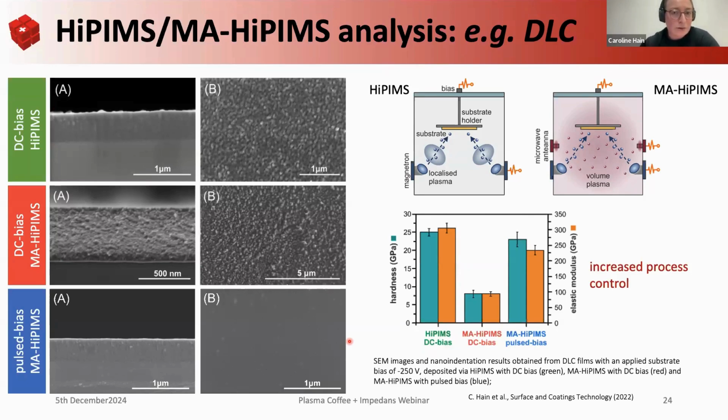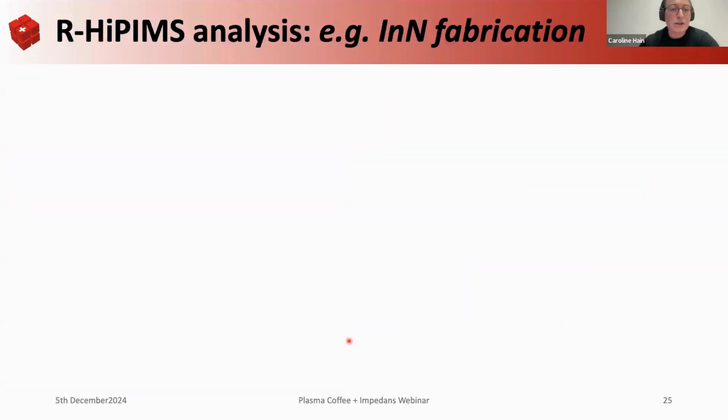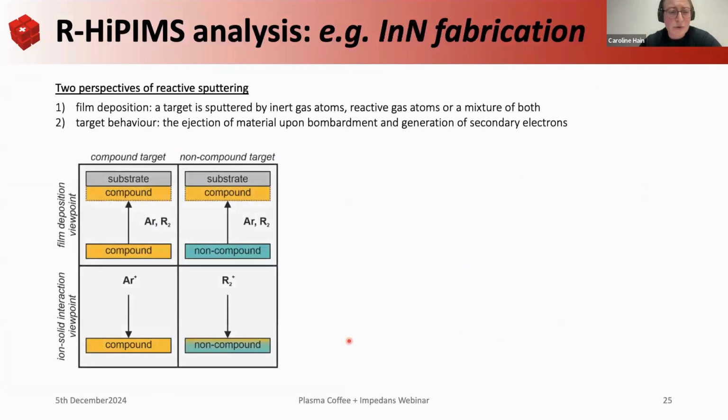Okay, so now another example, let's say extended in complexity. These kinds of diagnostics can also be used for reactive sputtering. Just a quick recap: reactive sputtering is used to create a compound. You can sputter directly from compound targets, but that can often be quite tricky because they're often non-conductive, so you are mostly limited to radio frequency sputtering, right? Another possibility is to sputter from a metallic target and introduce a reactive gas.